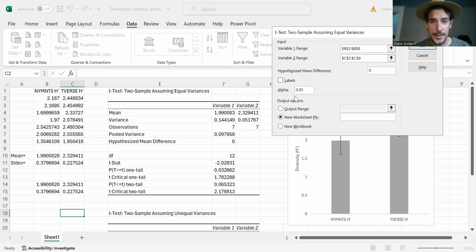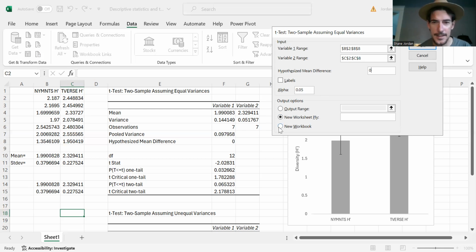It's also going to ask you what the alpha value is, and this is basically where we're setting the threshold of statistical significance, which, as you might recall, conventionally speaking, is usually going to be 0.05. This is the probability of rejecting the null hypothesis by accident. So we're saying we're willing to accept a 5% chance of rejecting our null hypothesis by accident. This is, by definition, the probability of a type 1 error.